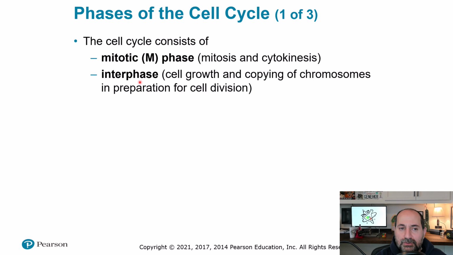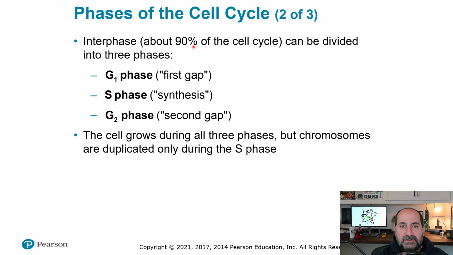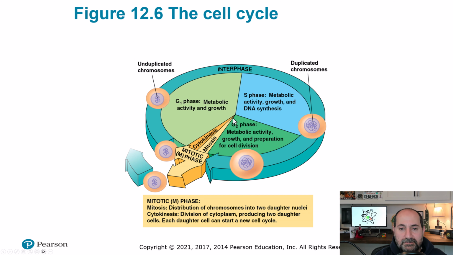So let me tell you more about what goes on during interphase. During interphase, 90% of the cell cycle, there are three subphases: G1, called first gap, S phase, or synthesis phase, and G2 phase, second gap. These are three subphases of interphase. So let me tell you a little more about what's happening during these subphases. Look, if this is the cell cycle, then the big teal arrow is interphase.